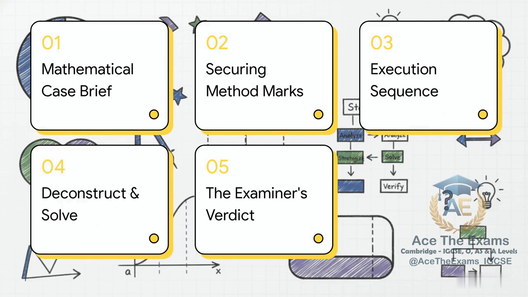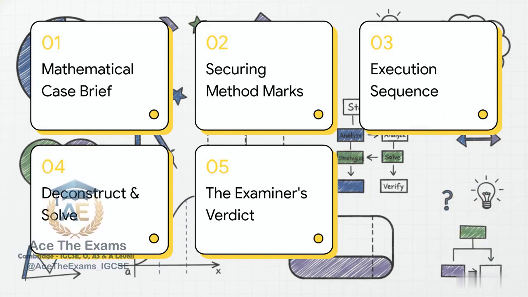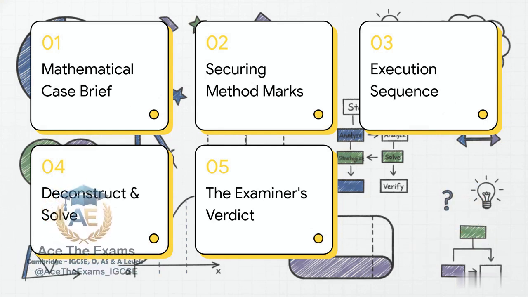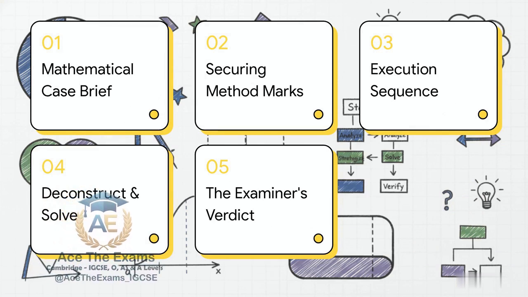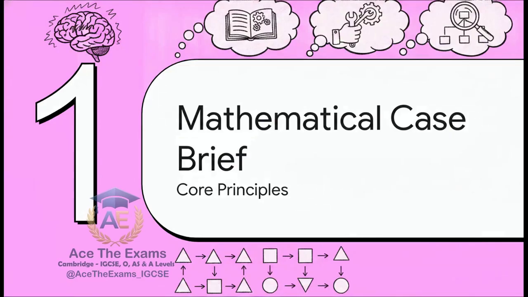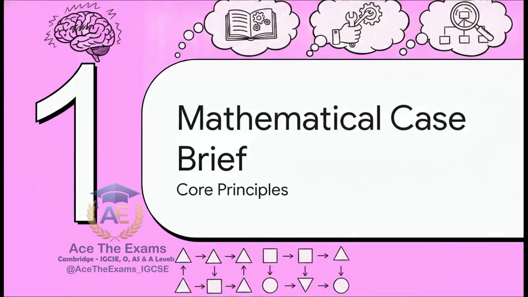Here is the roadmap for our strategy session today. 1. The mathematical case brief. 2. Securing method marks. 3. The standardized execution sequence. 4. Deconstruct, solve, evaluate. And 5. The examiner's verdict. Let's start with Section 1, the mathematical case brief.